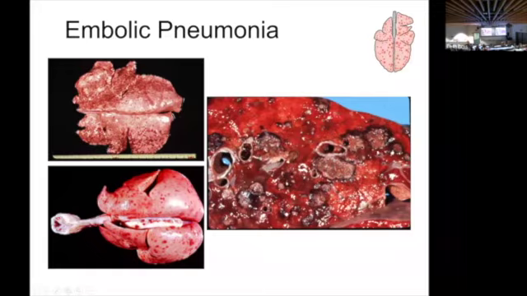Here's a cross section, so you can see multifocal coalescing dark spots. These are actually necrotic in the center, and then you have that red rim of active inflammation right around the edge. Airways are clear. This is not a bronchopneumonia.